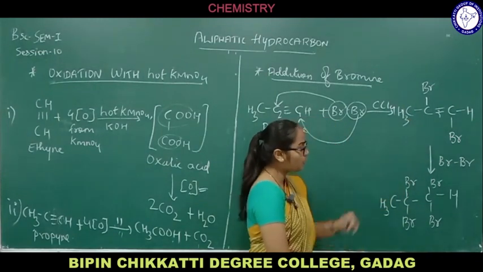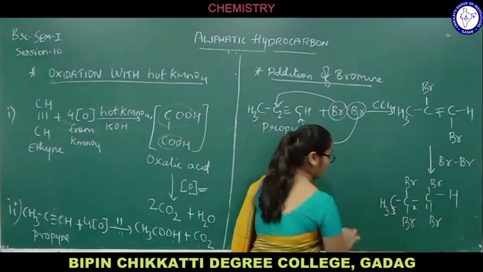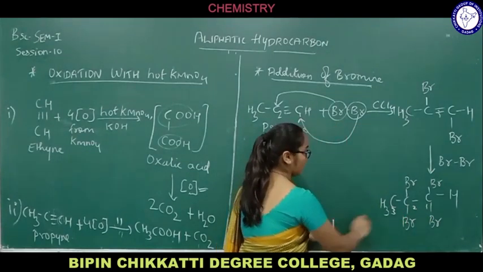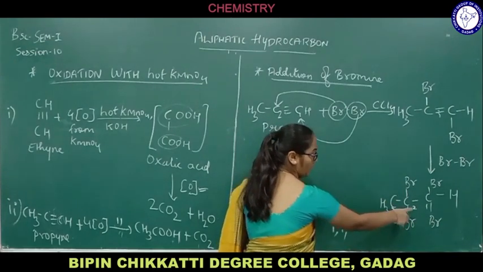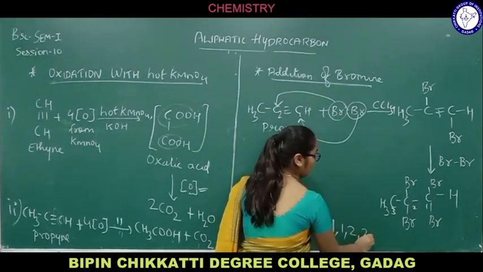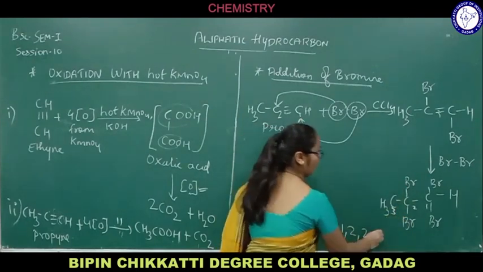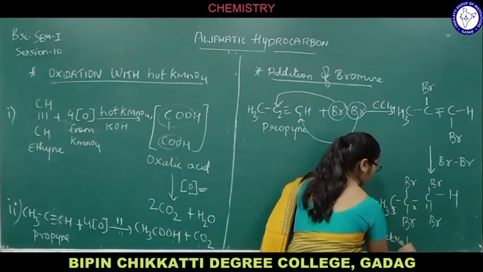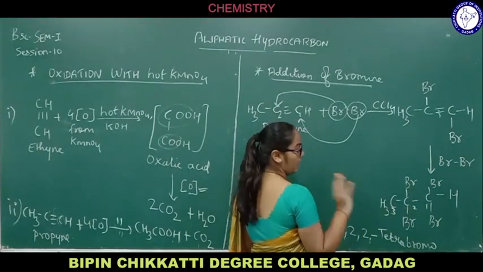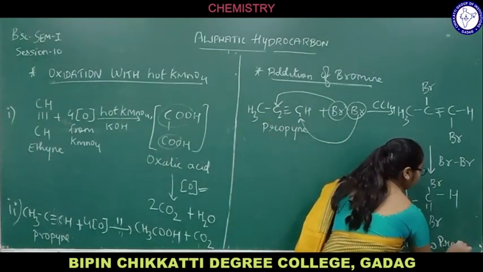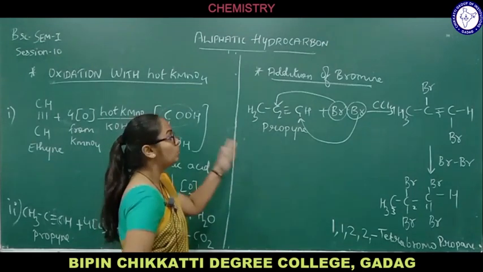Whereas for the product formed over here, the name is a little tricky. At 1 carbon, first bromo, at 1 carbon another bromo, like this. Positions need to be written down. At the 2nd carbon 1 bromo and at the 2nd carbon another bromo. The prefix will be tetra, because 4 similar groups are there. So tetrabromo and the parent alkane. Since the parent alkane contains 3 carbons, the name will be propane. So this is how the product is yielded for the addition of bromine to the alkyne.